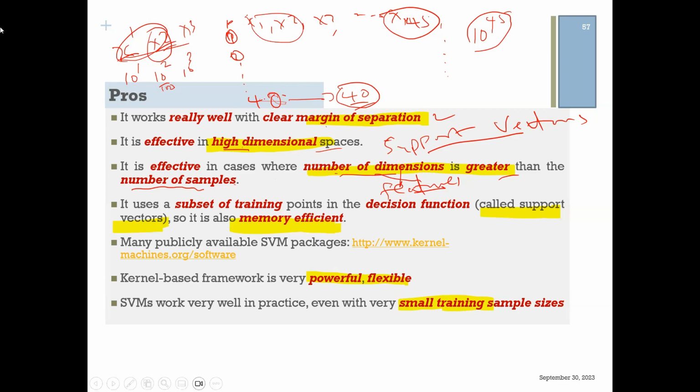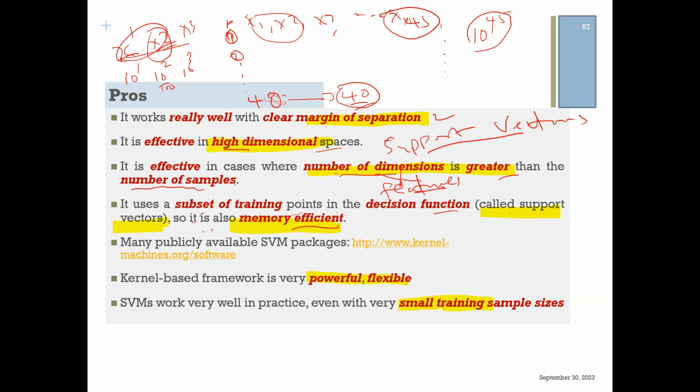However, getting the number of samples is not something you can just create. It just has to be available, especially in material science and engineering. It's very challenging to get more samples. So support vector machine is usually one of the machine learning algorithms to go for in such situations. It uses a subset of training points in the decision function, which we call support vectors.